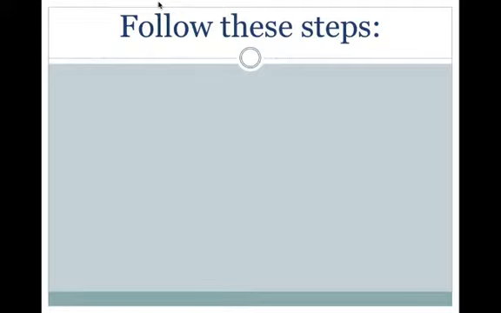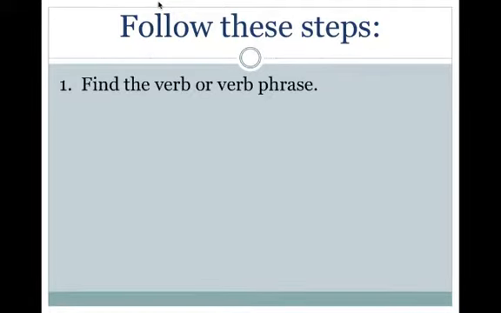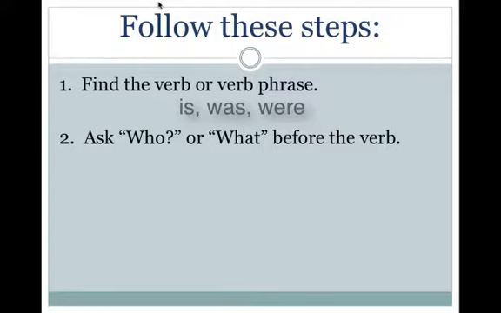Follow these steps to find the subject of a sentence. 1. Find the verb or verb phrase. Hopefully you can do that, but remember, sometimes it won't always be an action word. You might have to look for those linking verbs like is, was, or were. 2. Ask who or what before the verb. Try to find out who or what is doing the action.